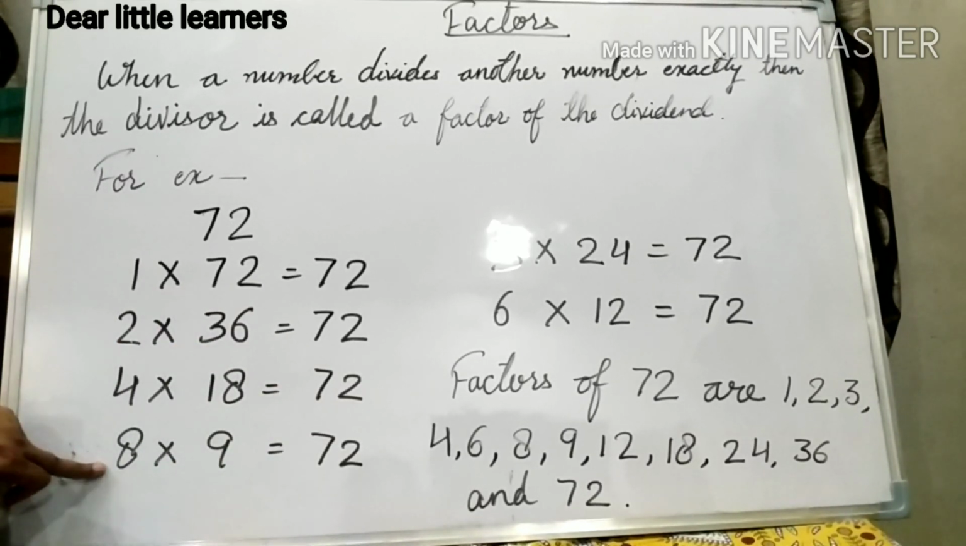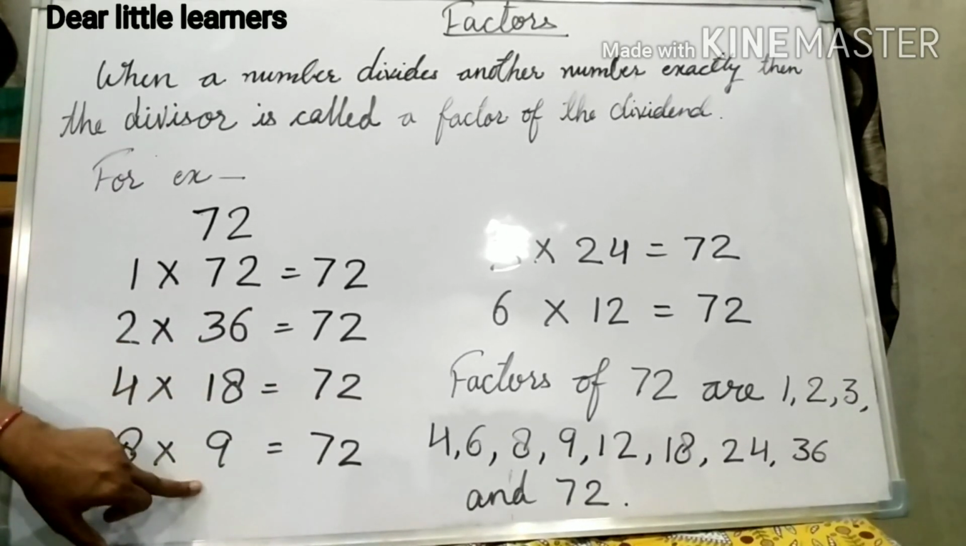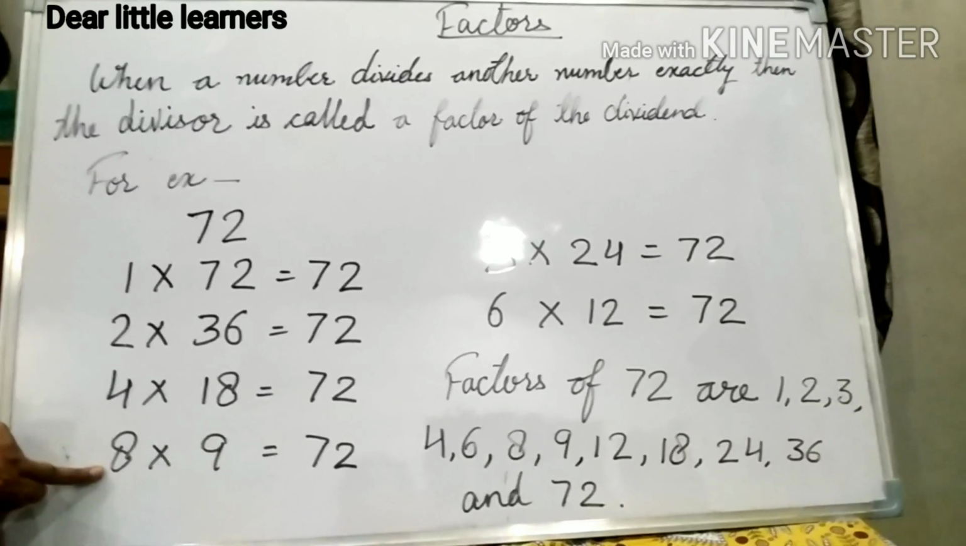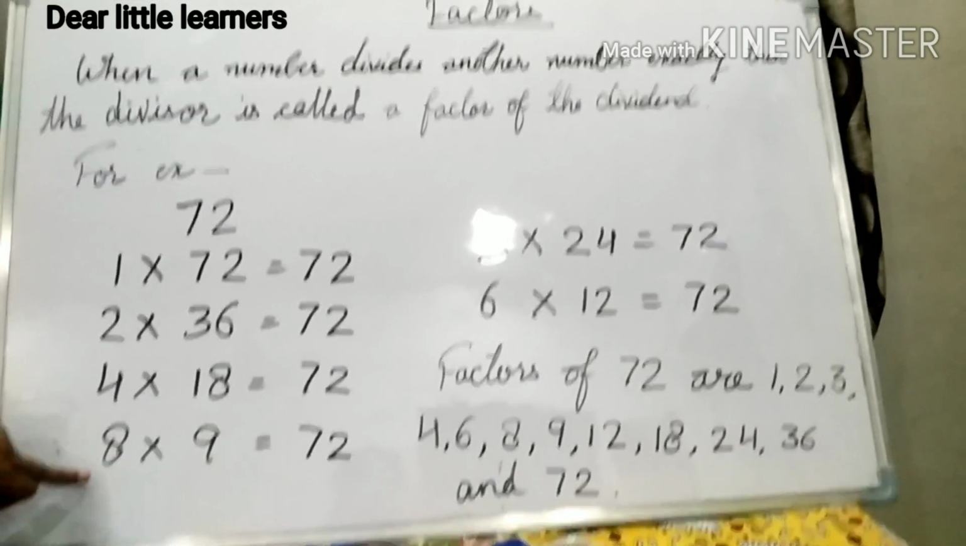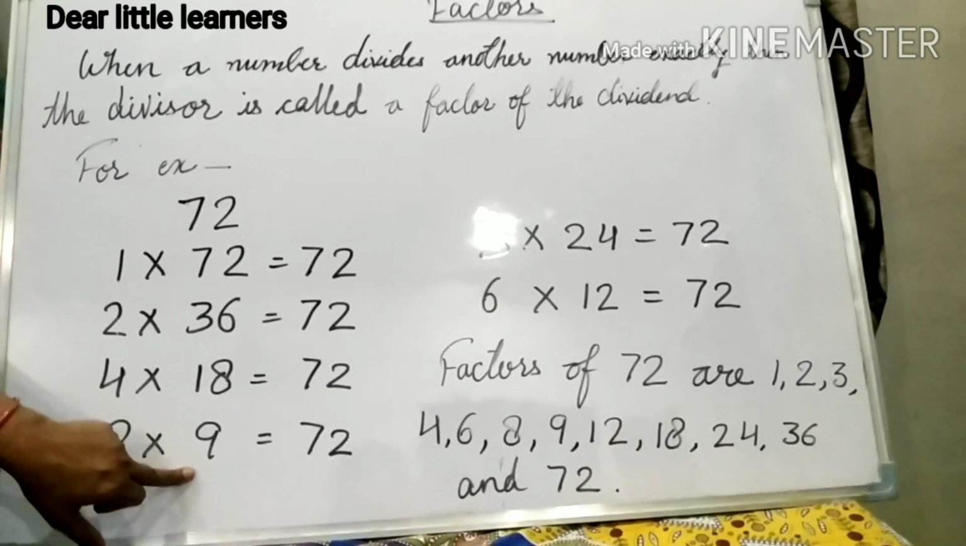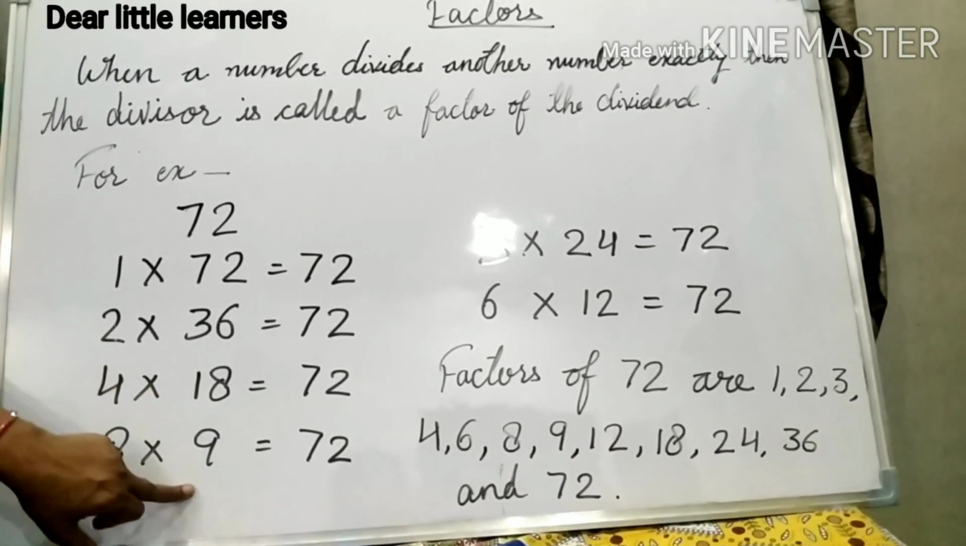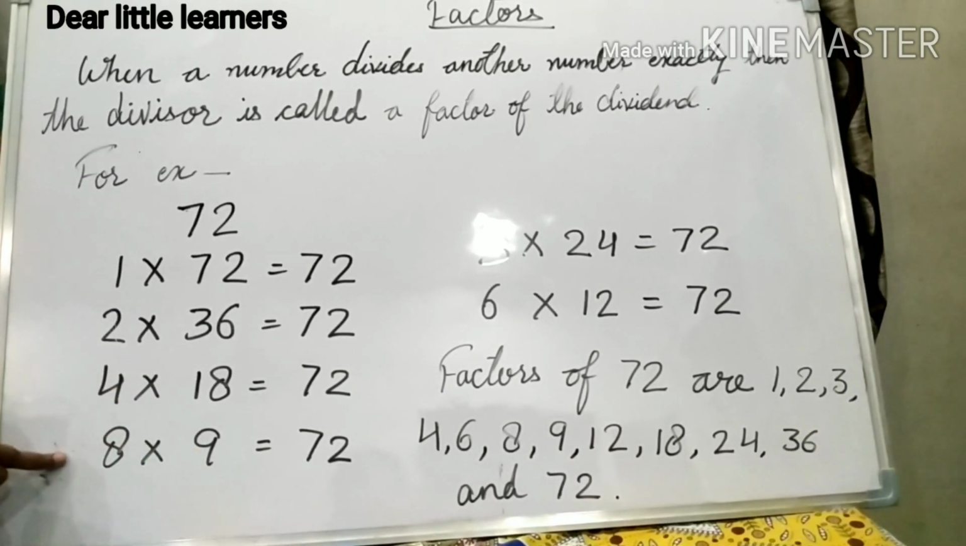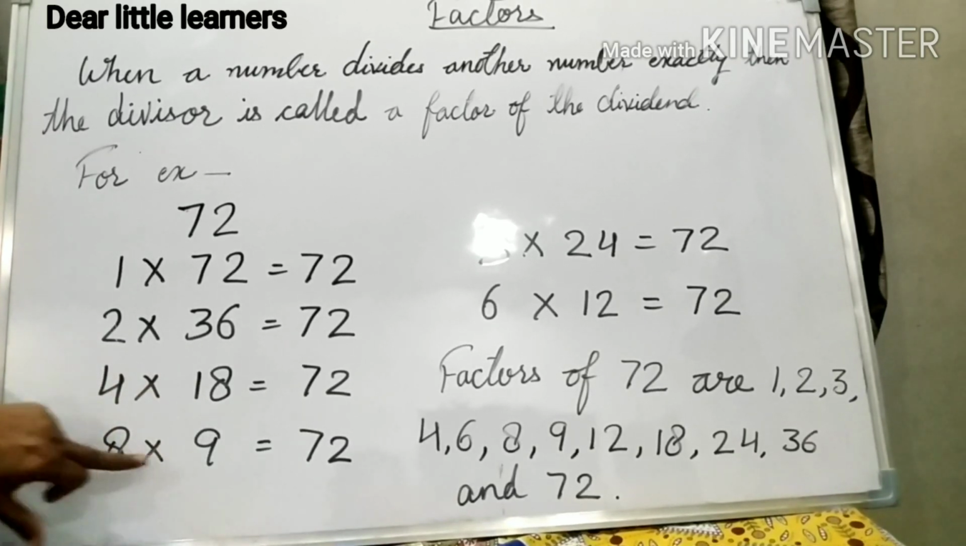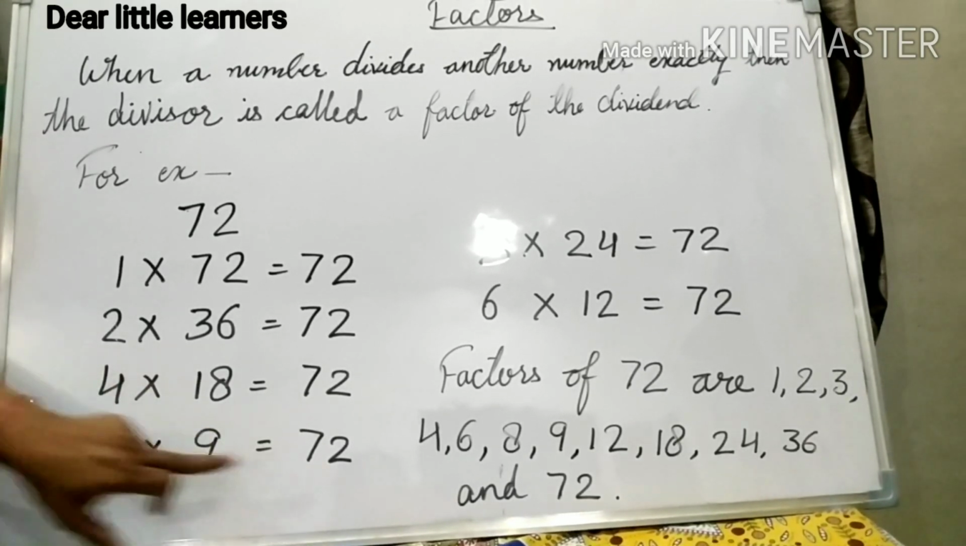Now again I am doubling this 4 and halving this 18. So 4 will become 8 and 18's half will be 9. Here I am doubling and here I am doing half. So 8 multiplied by 9 is 72.